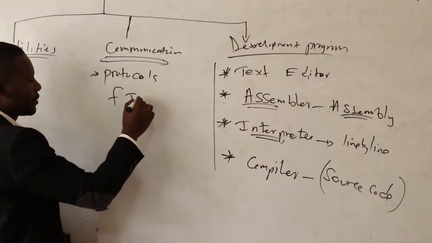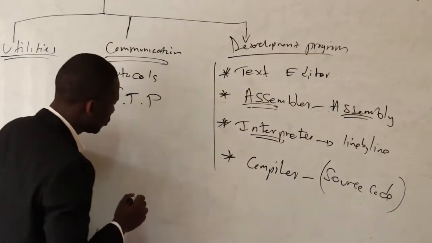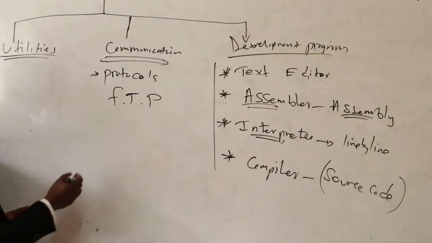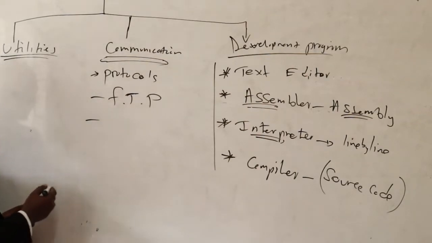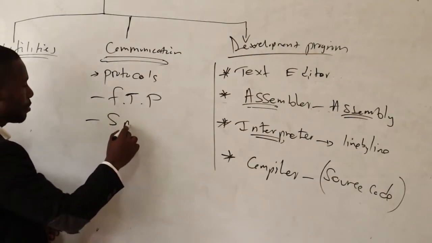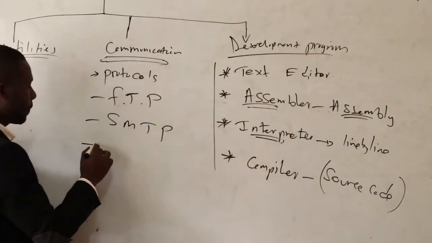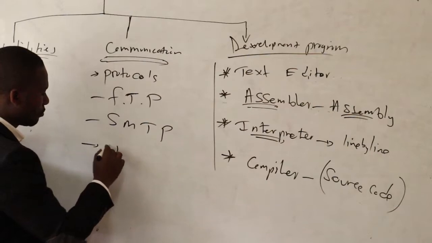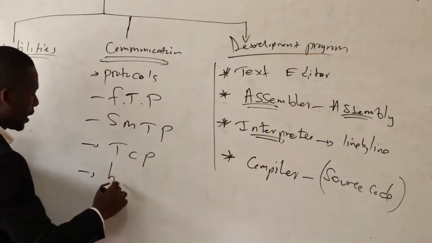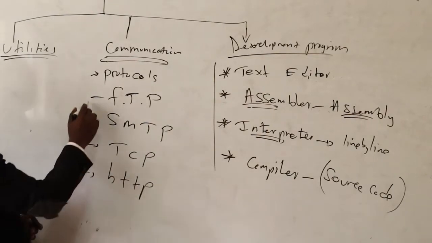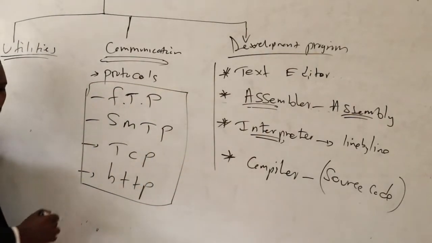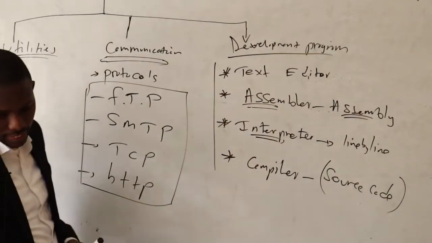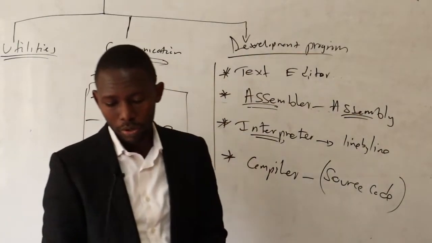Like we have the file transfer protocol, which is used to transfer files from one machine to another, maybe connected through a direct cable. We also have others that facilitate transmission of data over the internet, like the simple mail transmission protocol, the transmission control protocol and the hypertext transfer protocol. These are specific software that have to be embedded in the operating system to facilitate transmission of data. And that marks the end of the service programs.